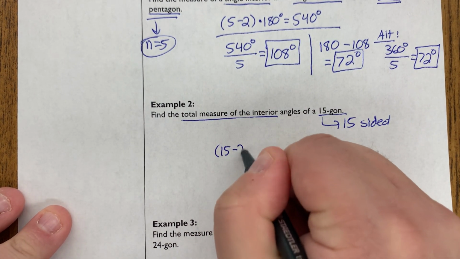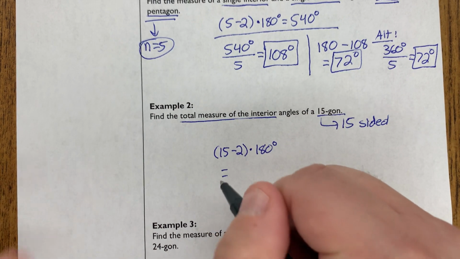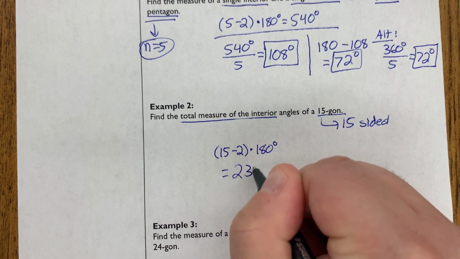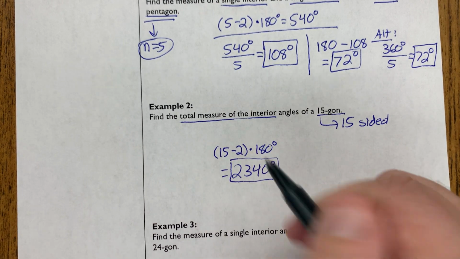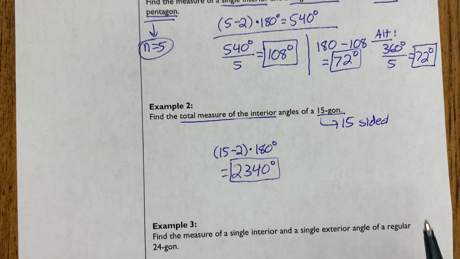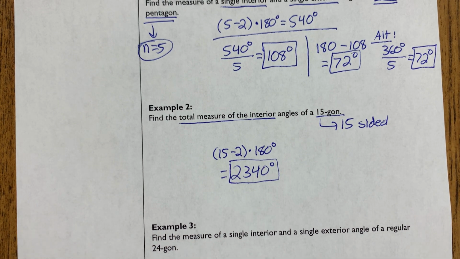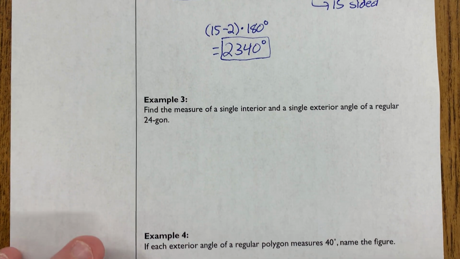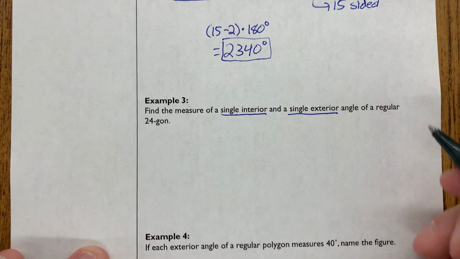So 15 minus 2 times 180 degrees. We'll go calculate that out. 13 times 180 comes out to be 2,340 degrees, and that's exactly what I was asked for. I was asked for the total measure of all 15 angles. They add up to 2,340 degrees. That's all I have.